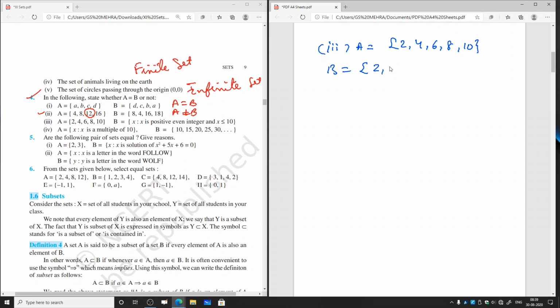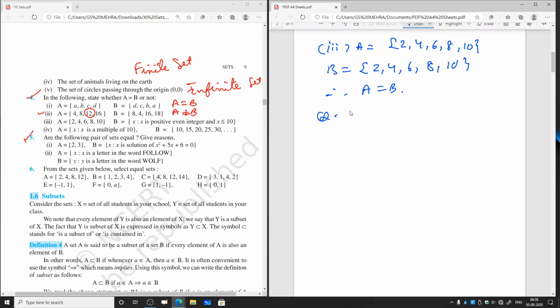The first positive even integer, not only even integer, it should be a positive even integer. So, first is 2, then 4, 6, 8, 10, and we can see that the elements of A and B are identical, they are the same. Therefore, A equal to B. Now, let us go to the next one. Question number 5. Are the following pairs of sets equal? Give reasons. So, first, question number 5, first part.